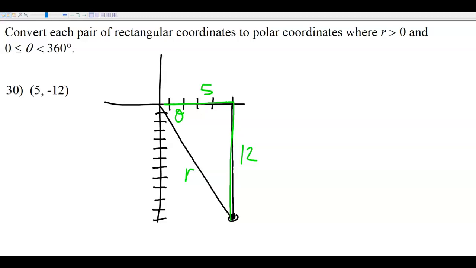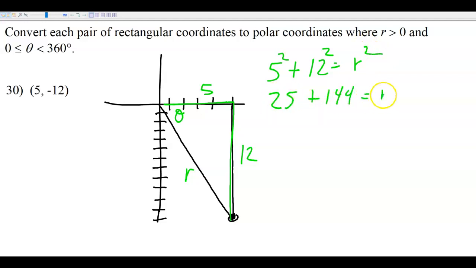So the third thing we did was find the hypotenuse using the Pythagorean theorem. The leg squared plus the leg squared is equal to the hypotenuse squared. And I end up getting 13 for my r value.